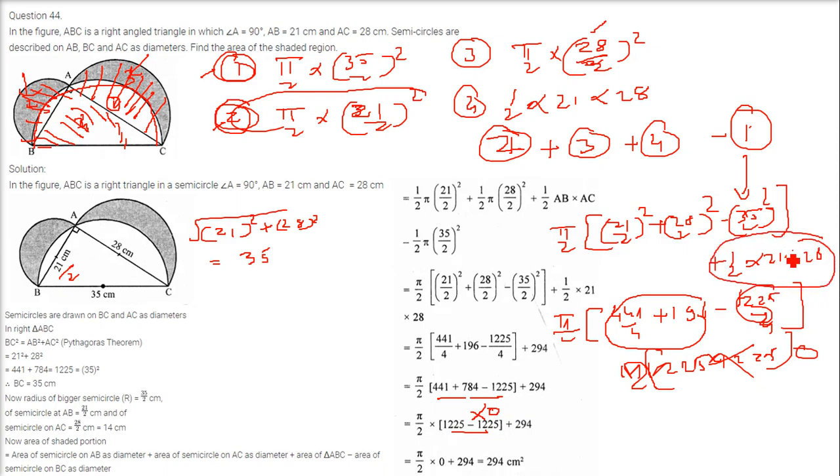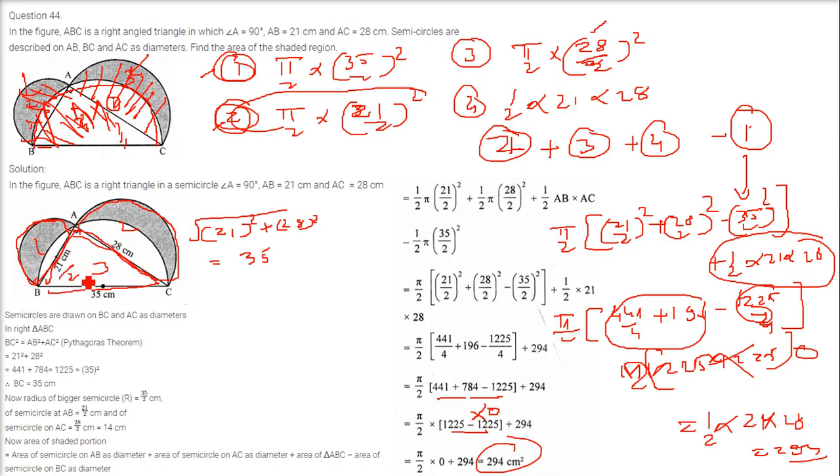So only we are left with the half into base into altitude, which is going to come as 21 into 28, which is 294, and this is nothing but the answer. So this is the region we are talking about. So what we did, let me tell you again. We took this one, and this one. So 1, 2, 3. We just added them, and then we subtracted this first one, that is this one, from here. So we got this area, these two areas.